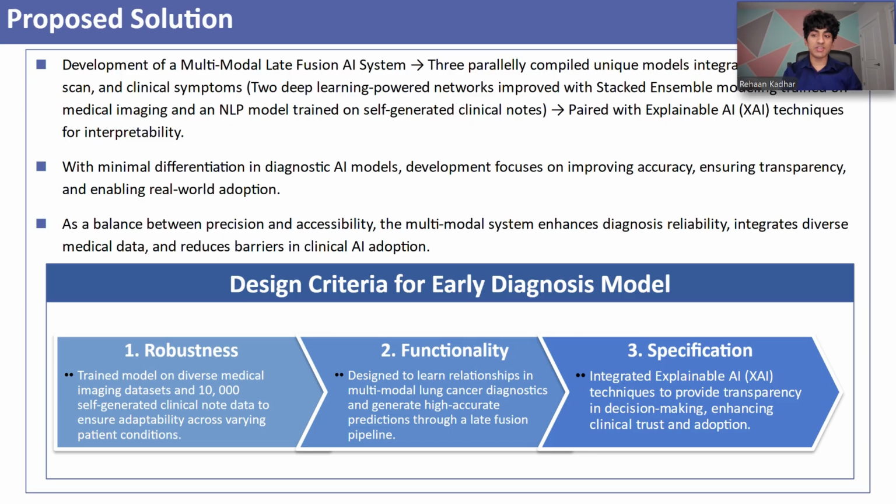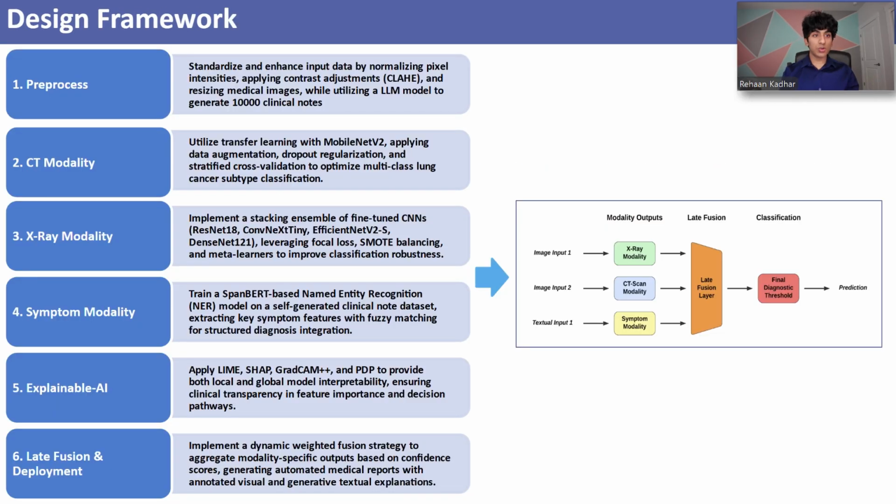In the whole design process, we focus on robustness, where the model is trained on diverse medical imaging datasets and 10,000 self-generated clinical notes to ensure adaptability across various patient outcomes. We then focus on functionality, where we designed the model to learn relationships in multi-modal lung cancer diagnosis to generate highly accurate predictions through a late fusion pipeline. We then focus on specification, where we integrate explainable AI techniques throughout the model to provide transparency in the decision-making process. So, what's the whole design framework?